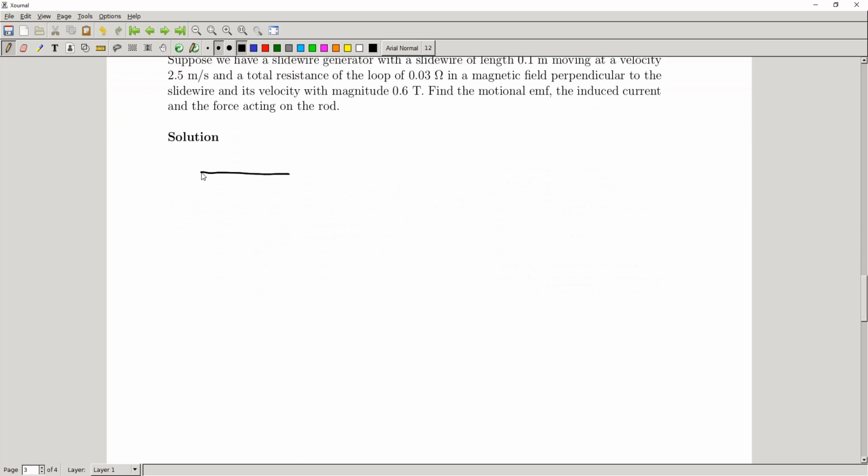Okay? So we have a slide wire generator. It looks something like this. Here's our slide wire. We have some velocity. We have some magnetic field. I won't draw it everywhere. We have some length. Okay. And so the first part of the question is asking us to find the motional EMF, right?